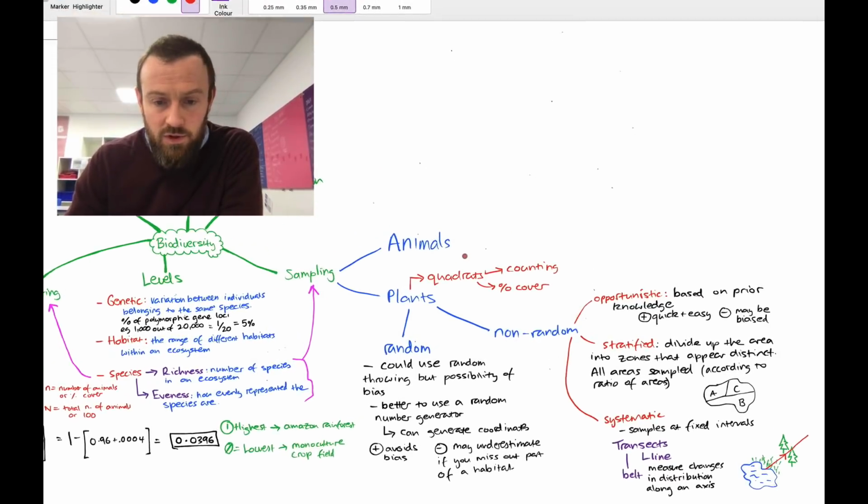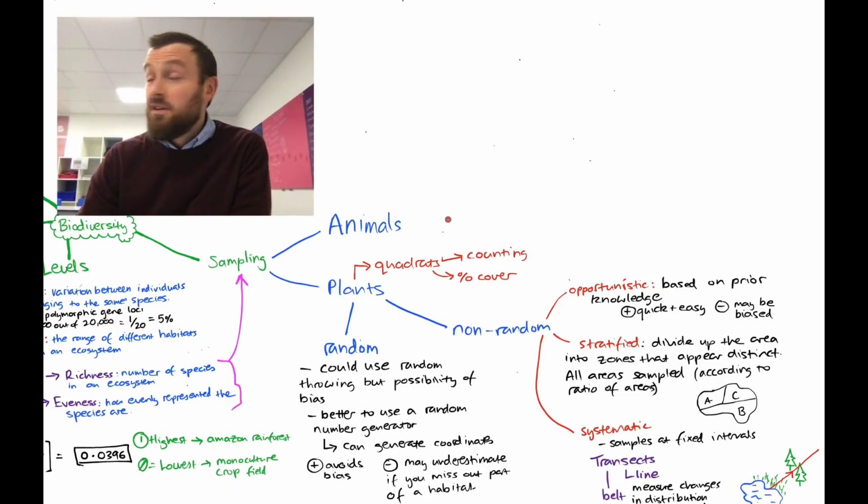So, animals, we don't tend to use quadrats. Reason? Animals don't really stay still. So if you throw a quadrat at an animal, it will run away, and then you won't be able to identify it. So we don't really use quadrats with animals.